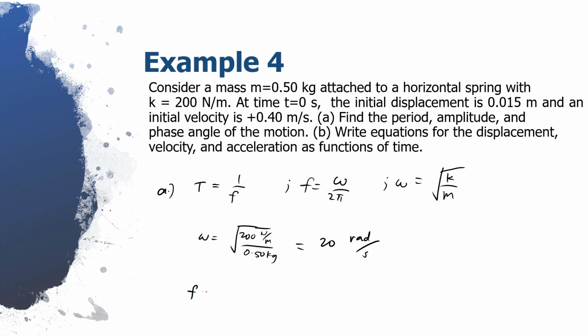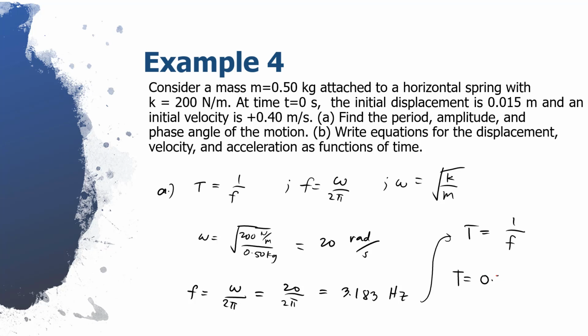So once we solve for omega, we can solve for frequency. This is equal to omega over 2 pi, and this is equal to 20 over 2 pi. This is equal to 3.183 hertz. So therefore, from this, we can solve for period equal to 1 over f. So period now is equal to 0.31 seconds. So this will be the period.